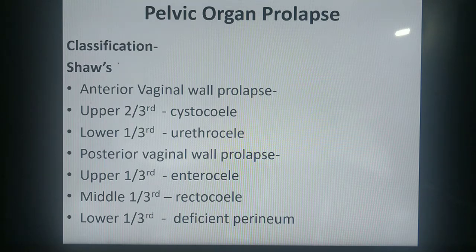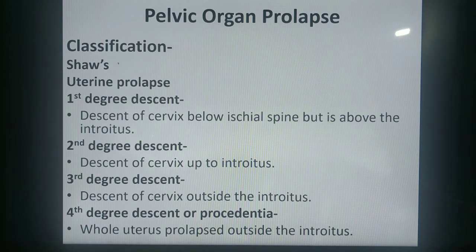Likewise, in posterior vaginal wall prolapse, the upper one-third supports the pouch of Douglas posterior to it. Pouch of Douglas contains the loops of small intestine, and when there is weakness of the upper one-third of the posterior vaginal wall, it laxates, protrudes inside the vaginal canal, bringing the peritoneum and the loops of small intestine along with it. This is enterocele. Middle one-third supports the rectum and produces rectocele, and lower one-third supports the perineum, and its weakness results in deficient perineum. Regarding uterine prolapse, Shaw's classified into 4 degrees.